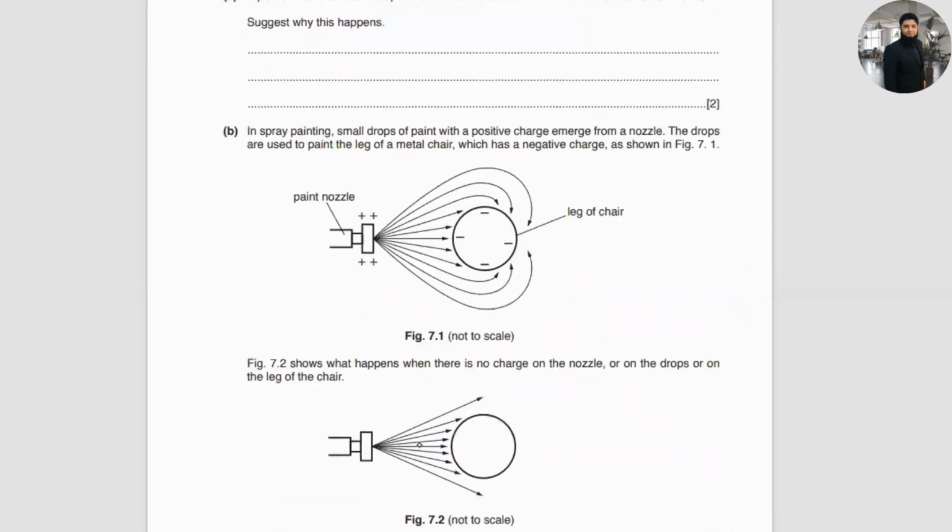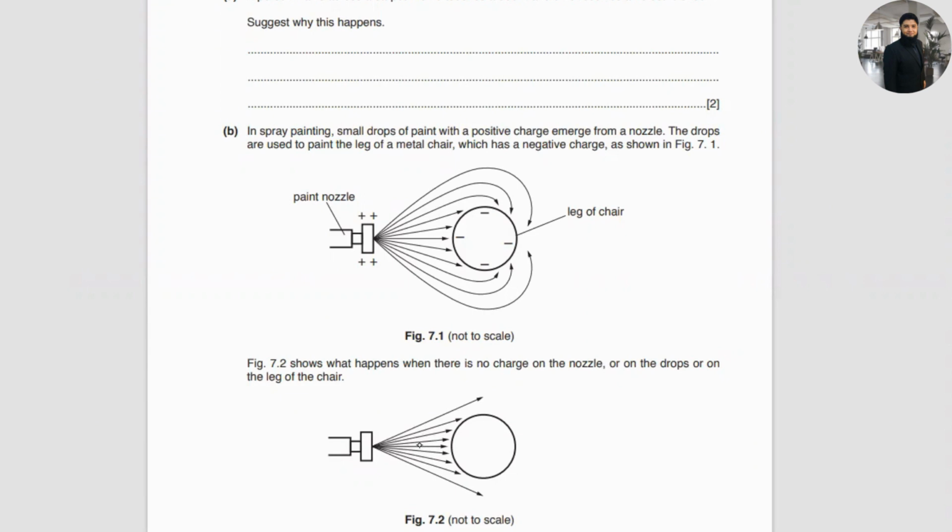Question number 7. A person walks across a carpet. As he touches a door handle, he receives an electric shock. Suggest why this happened. So we all know that the phenomenon of static electricity is because of the friction that occurs between two surfaces in contact with each other. In this question, the friction between the foot and the carpet creates an imbalance of charges, and that causes an electric shock, right?